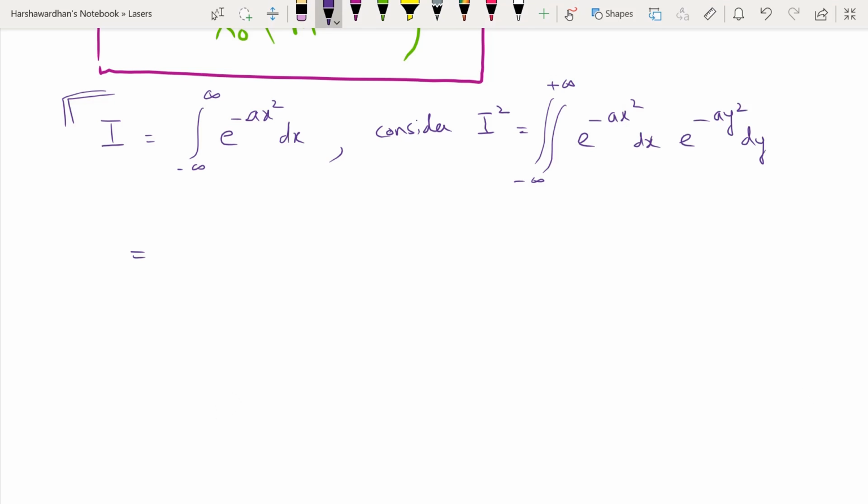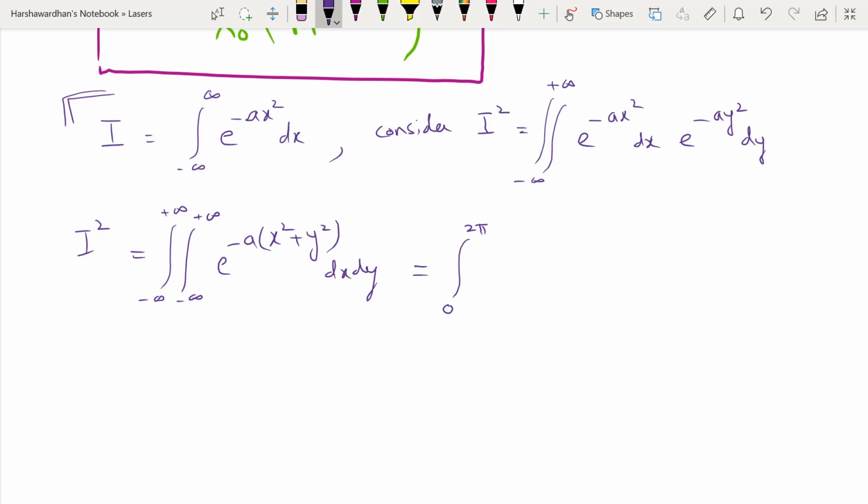So I can rewrite this I square as the integral from minus infinity to plus infinity for both of them, of exponential minus a times x square plus y square, dx dy. Clearly you will recognize that this is a two-dimensional integral, for which I can make a transformation from Cartesian coordinates to polar coordinates, and I can write this as 0 to 2 pi and 0 to infinity, exponential minus a rho square, rho d phi d rho. You see the transformation? Remember that rho square is x square plus y square.